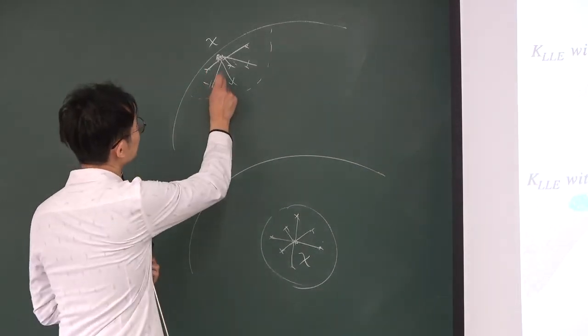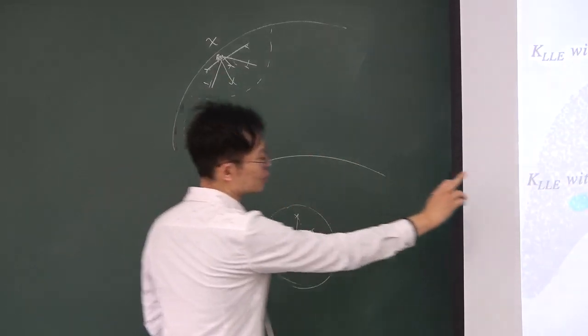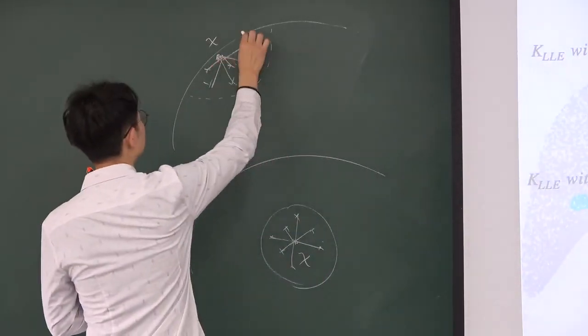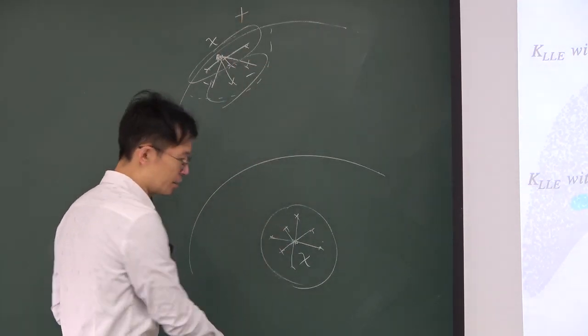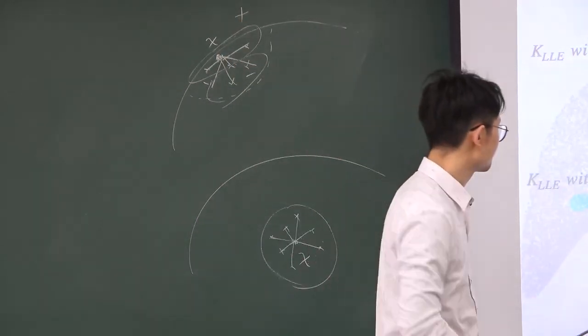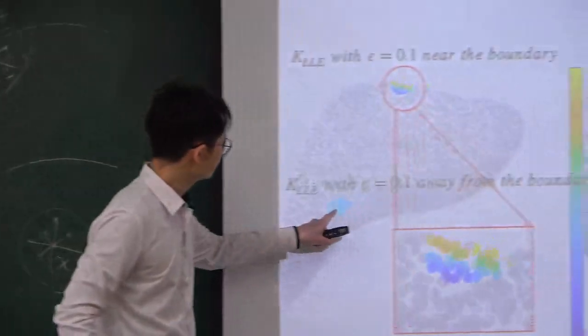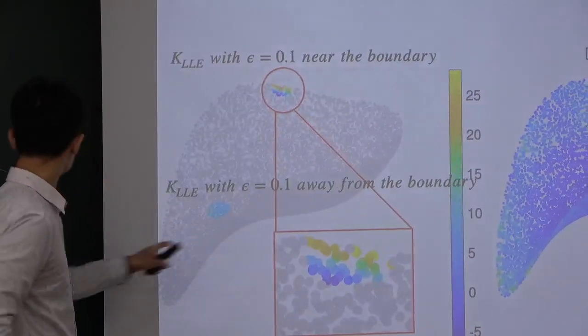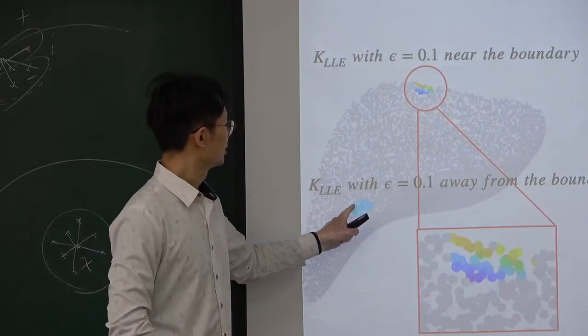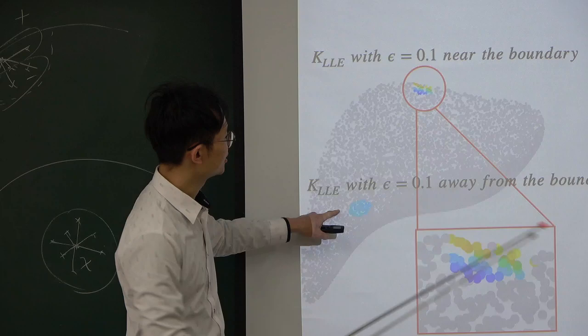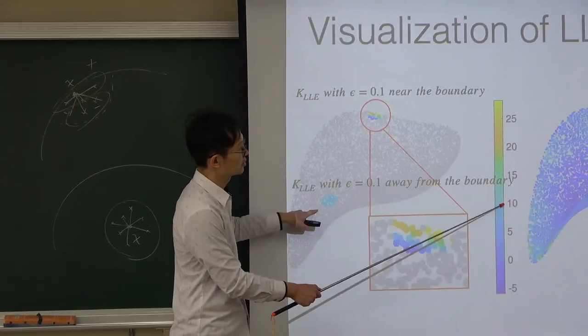So near the boundary, you will see that in this picture, near the boundary, this is positive, and this is negative, which gives you a balance. That is how it looks. But if you go to this point, which is away from the boundary, right? Then you see everything is positive, like constant.